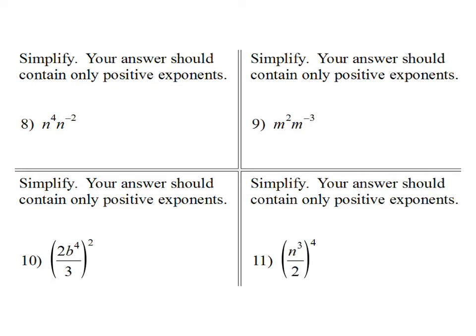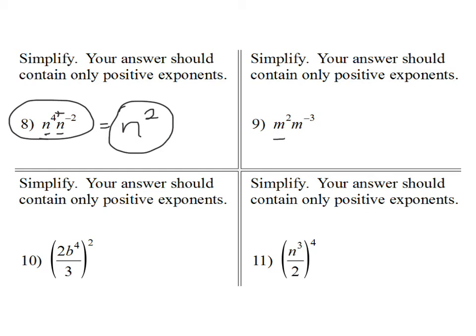Again, a few more things with positive and negative exponents. So here we're using the product property because we have the same base. So remember, if the base is the same and we're multiplying, we add the exponents. So 4 plus negative 2 is positive 2, and that's a positive exponent, so my answer is n squared.